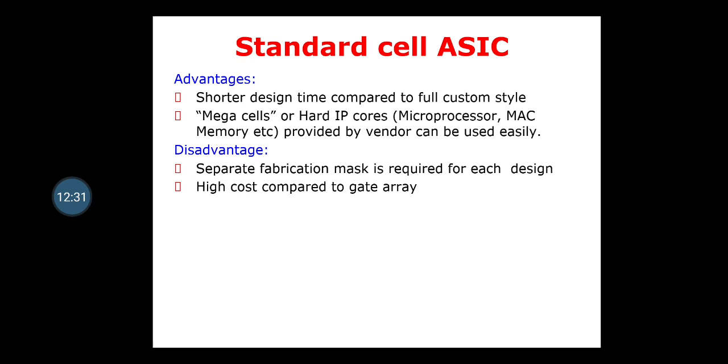The advantages of standard cell ASIC: short design time compared to the full custom cycle. The second advantage is that mega cells or hard IP cores like microprocessor, MAC, memory, etc. provided by the vendor can be used easily. Disadvantage: a separate fabrication mask is required for each design. High cost compared to gate array.